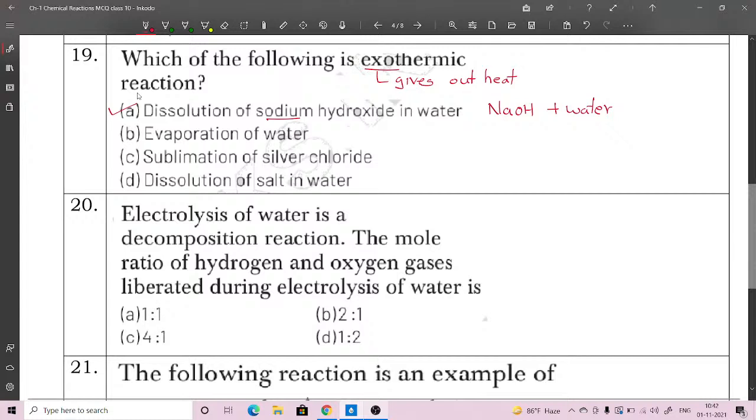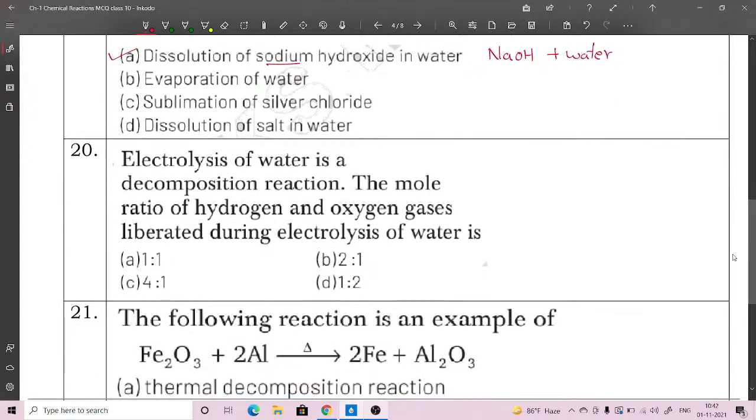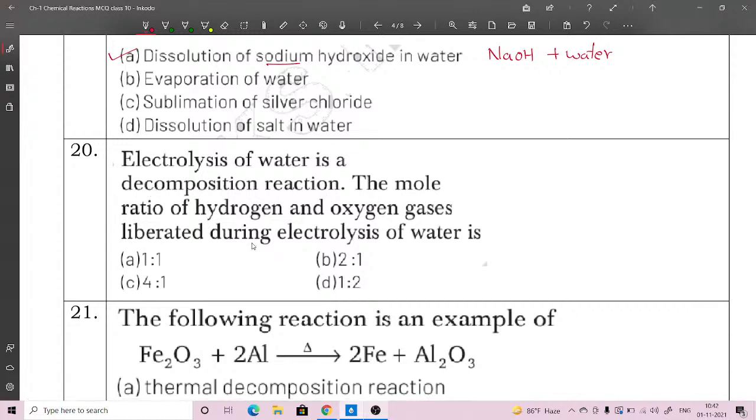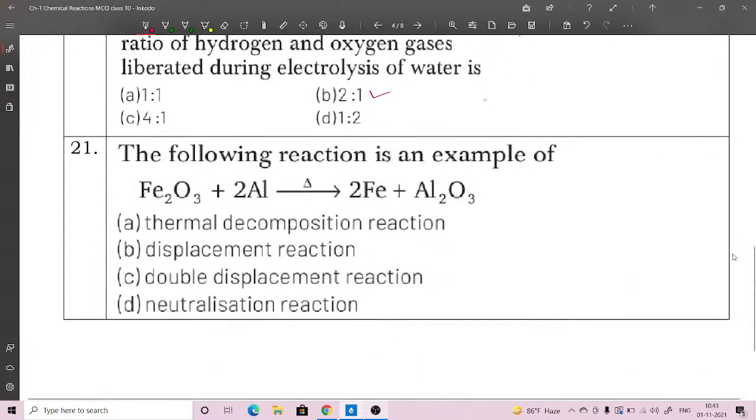Let us move on to question number 20. Electrolysis of water is a decomposition reaction. The mole ratio of hydrogen and oxygen liberated during the electrolysis of water is, let's write the water formula, H2O. How many atoms of hydrogen? 2 atoms of hydrogen, 1 atom of oxygen. That means the ratio should be 2:1, and the correct option is, let us check, A 1:1, B 2:1, C 4:1, or D 1:2. The answer is B, 2:1.